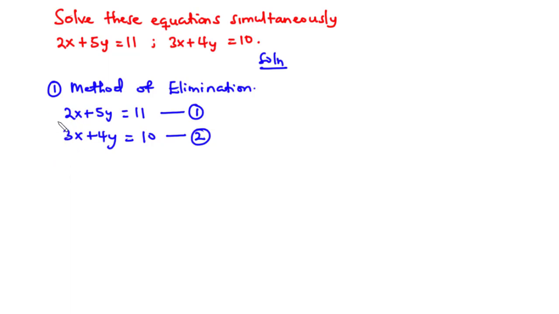So if we multiply equation 1 by 3, then 3 times 2x will be 6x. And if we multiply equation 2 by 2, then 2 times 3x will also be 6x. In this case, we can do away with the variable x. So we say that we multiply equation 1 by 3 and equation 2 by 2.